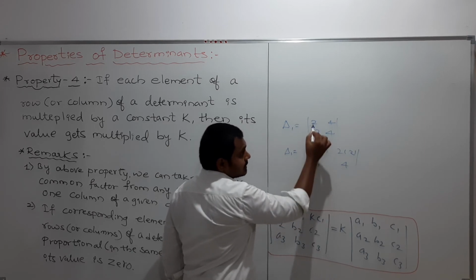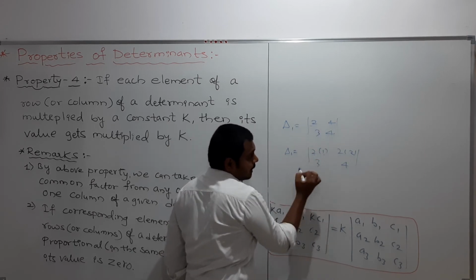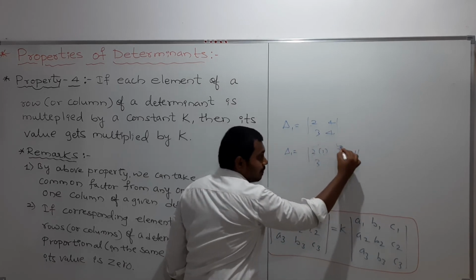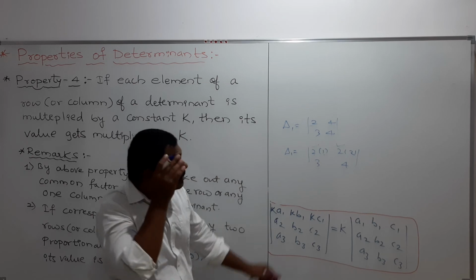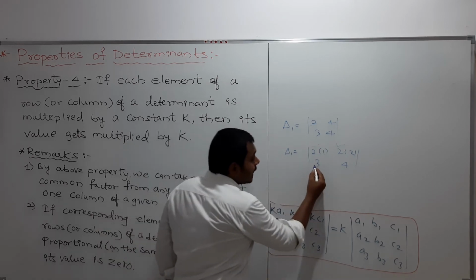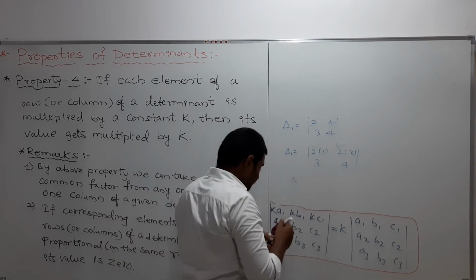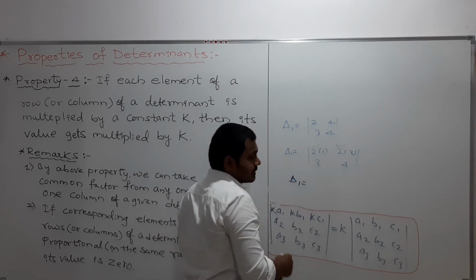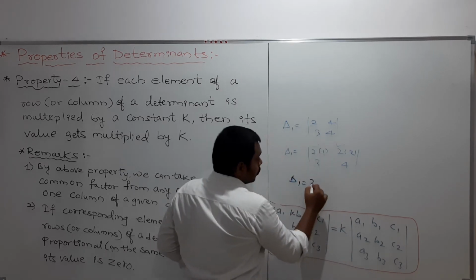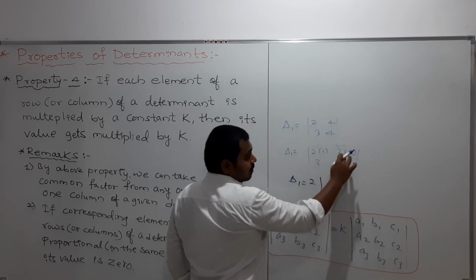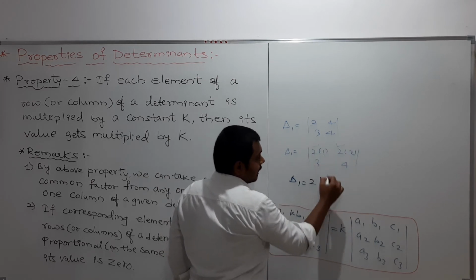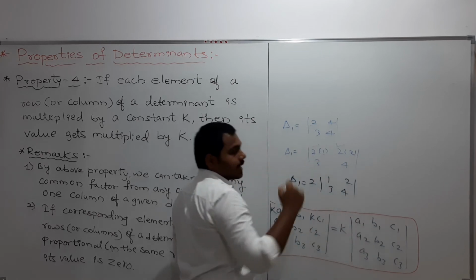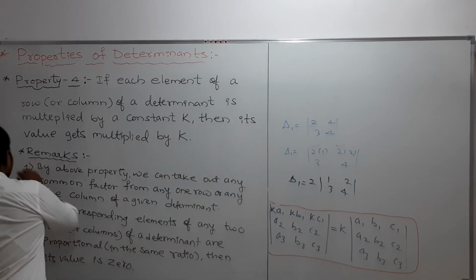This 2 can be written as 2 into 1. This 4 can be written as 2 into 2. It means here also 2 is present, here also 2 is present. So in such cases, from this delta 1, from row 1, I can take 2 common, and the remaining elements are 1, 2 and 3, 4. Like this I can write. This is what our first property says.